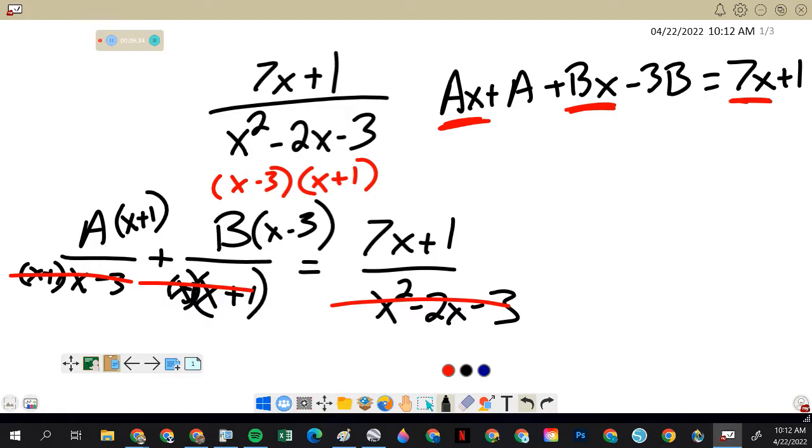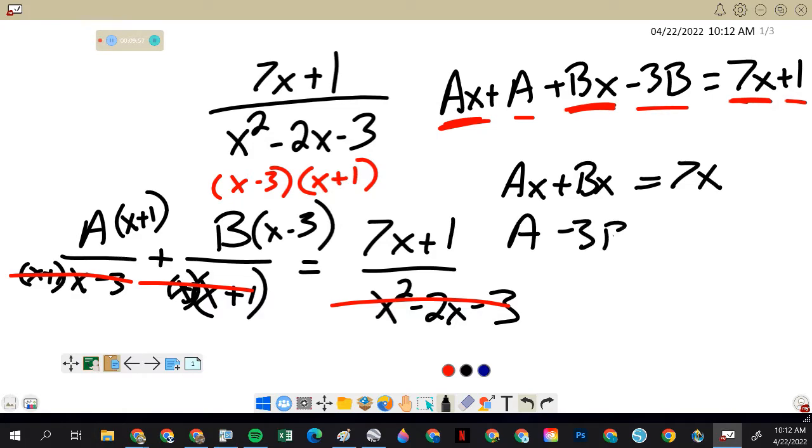We know that ax plus bx has to be 7x. So I'm going to kind of siphon those out, and I get ax plus bx equals 7x. And then I have another equation that doesn't have any x's. So a minus 3b is equal to 1. And then we're sort of stuck, right? We have one equation that has 3 variables and one equation that has 2 variables. What should we do?